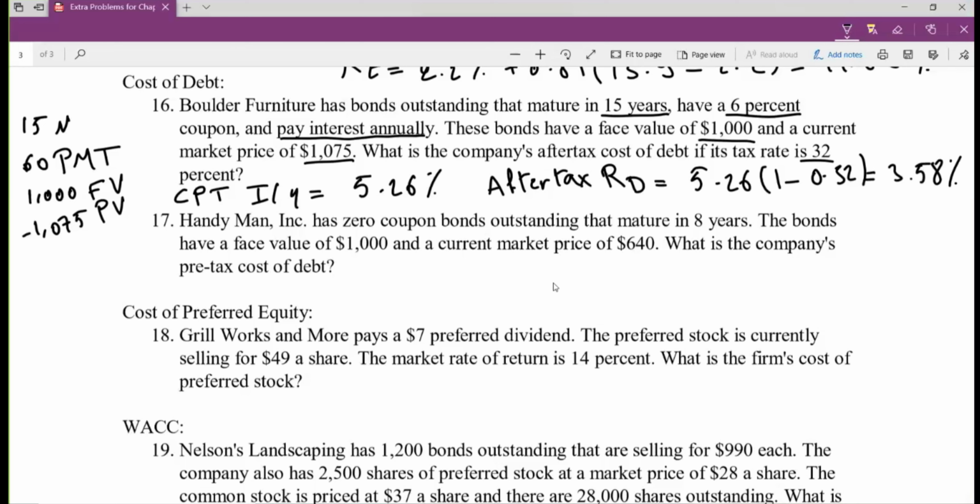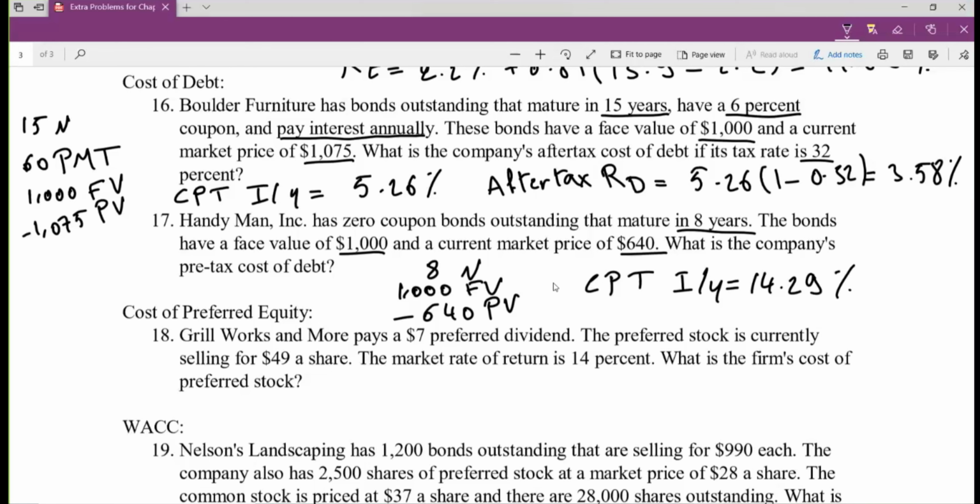Now I move to problem number 17. Handyman Incorporation has 0 coupon bonds outstanding. So the coupon rate is 0. Maturity is in 8 years. The bond has a face value of $1,000. Current market price is $640. I need to determine the company's pre-tax cost of debt. So this is mainly the yield to maturity. So now I have 8 is N, 1,000 this is FV, and minus 640 this is PV. I simply compute IY, and IY in this case is equal to 14.29%.